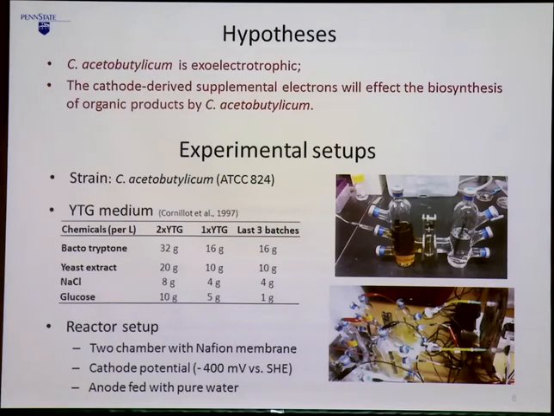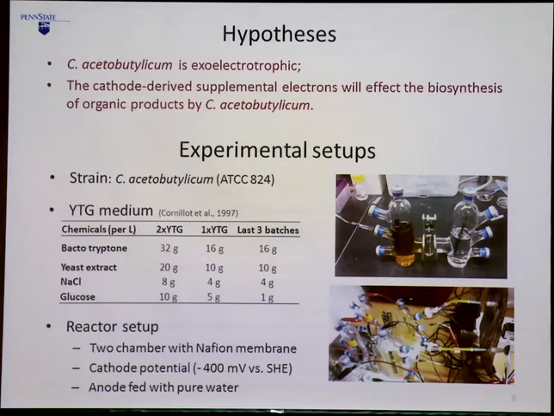So I adopted 2-chamber reactors with Nafion as the membrane, and I fed the anode with pure water, and the cathode with the YTG medium, which contains tryptone, yeast extract, sodium chloride, and glucose, and inoculated with ATCC 824. I used glucose here because this strain does not have the Wood-Ljungdahl pathway for carbon dioxide fixation for autotrophic growth. The cathode potential was set around -400 millivolts versus standard hydrogen.